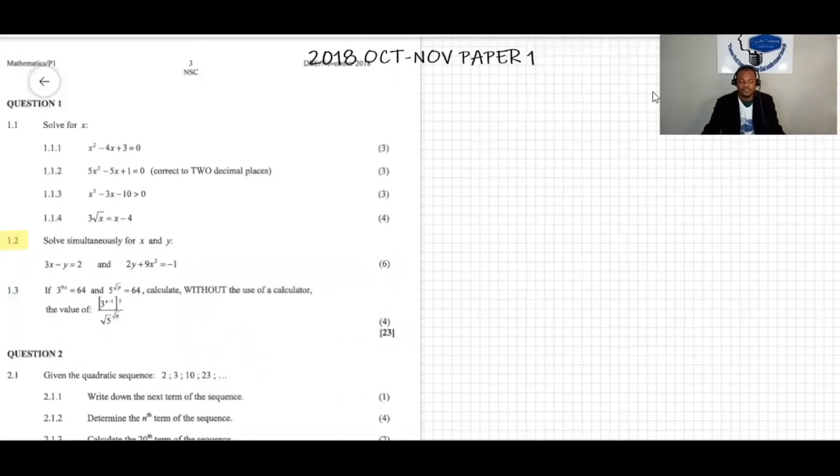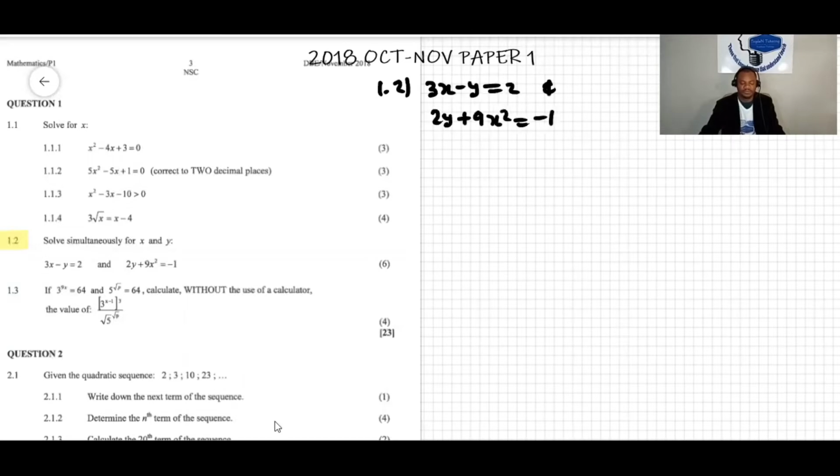Well, in the previous videos we did question 1.1 with all the sub questions, and now we're going to do question 1.2 that says solve simultaneously for x and y. Now I'm going to write here question 1.2. We have 3x minus y equal to 2 and 2y plus 9x squared equal to -1.